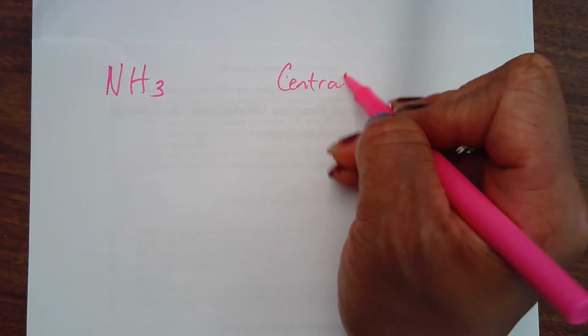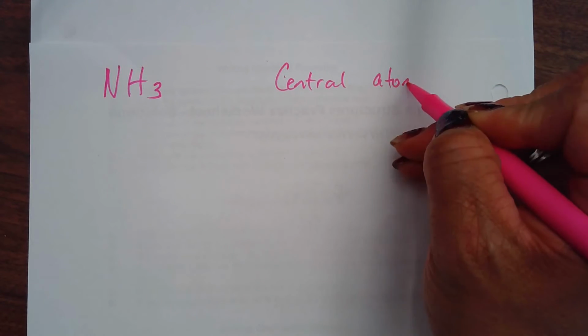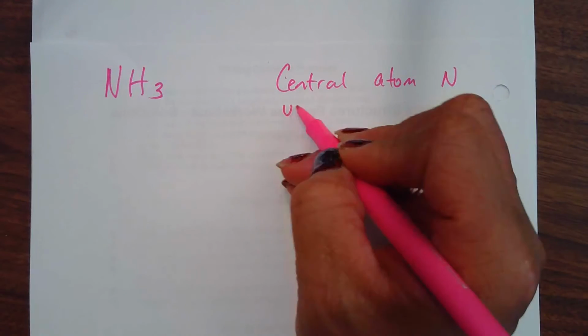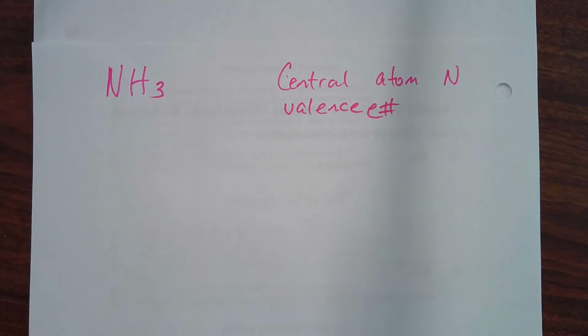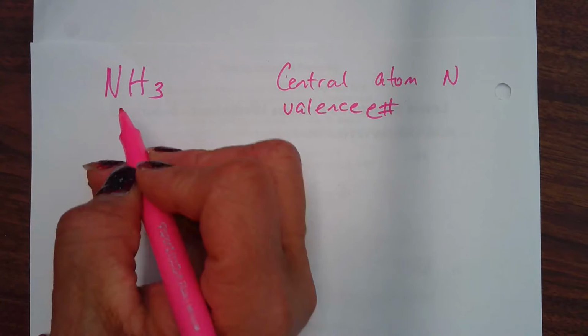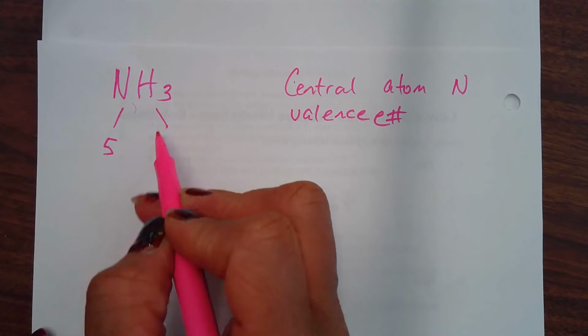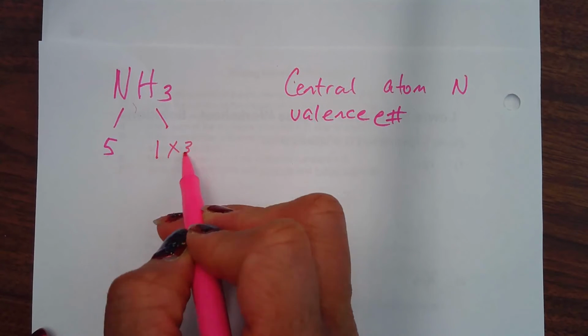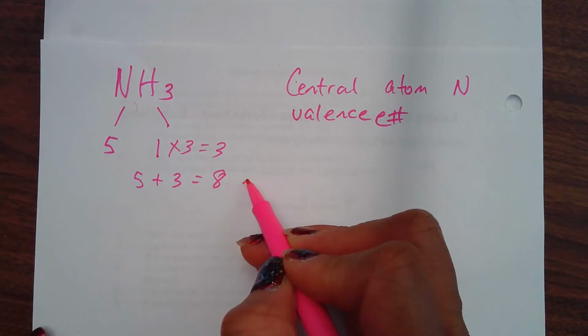So ammonia. What do you think is the central atom for this one? Now, you know the central atom will be the one that is the least electronegative or the only one, right? So the central atom, in this case, will be nitrogen. But first, we need to look at the number of valence electrons. Nitrogen is 5. And how many nitrogen do you have? Only one. Hydrogen, 1 electron times 3. So, 5 plus 3, you have 8 valence electrons.